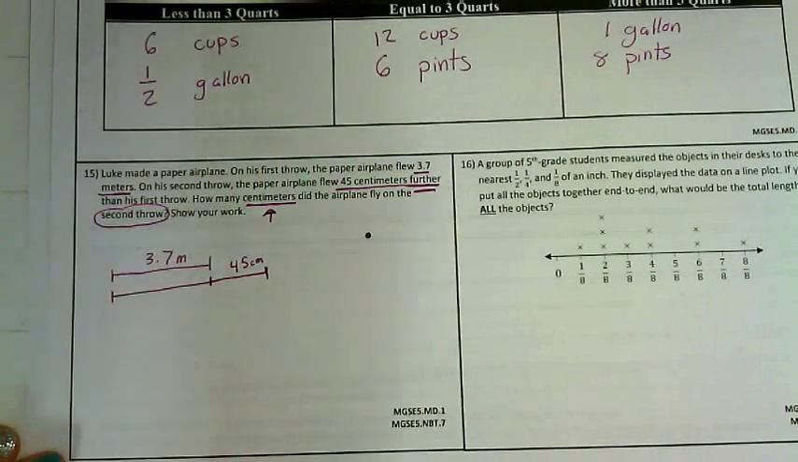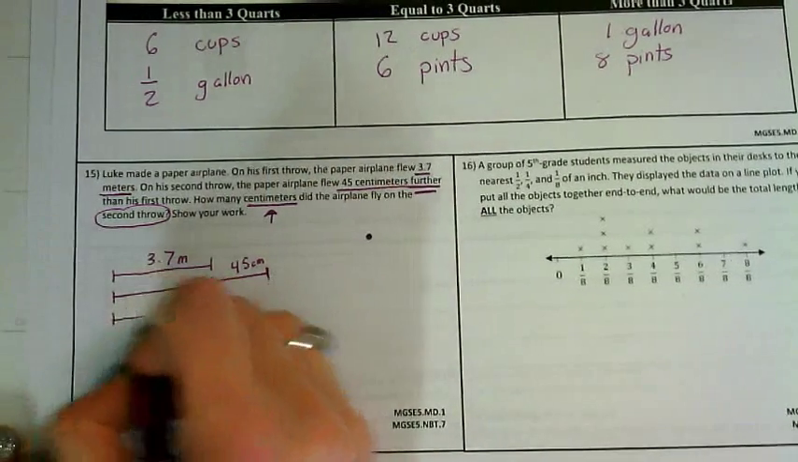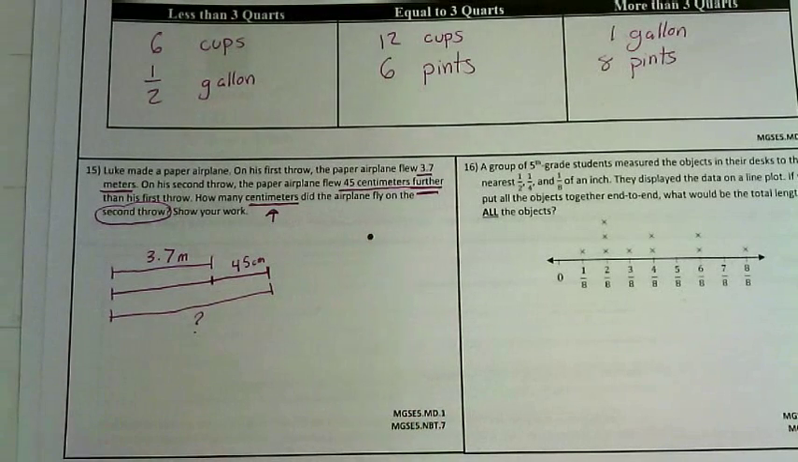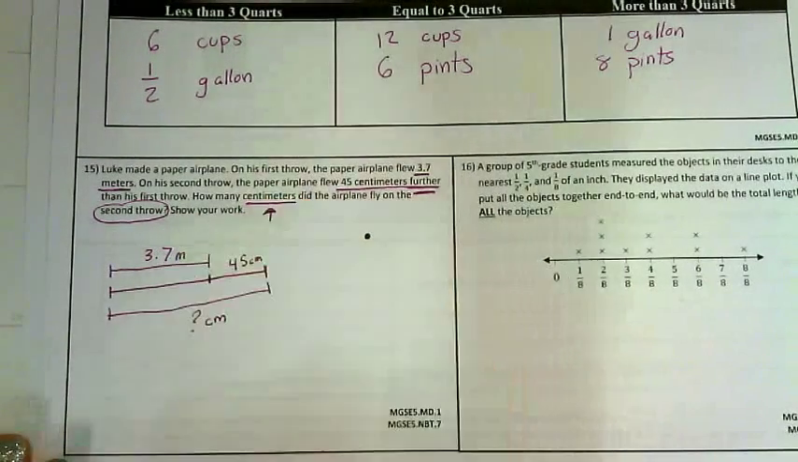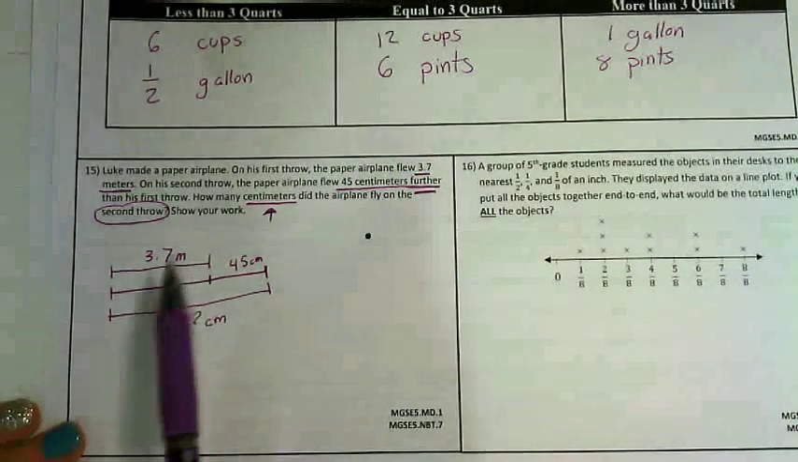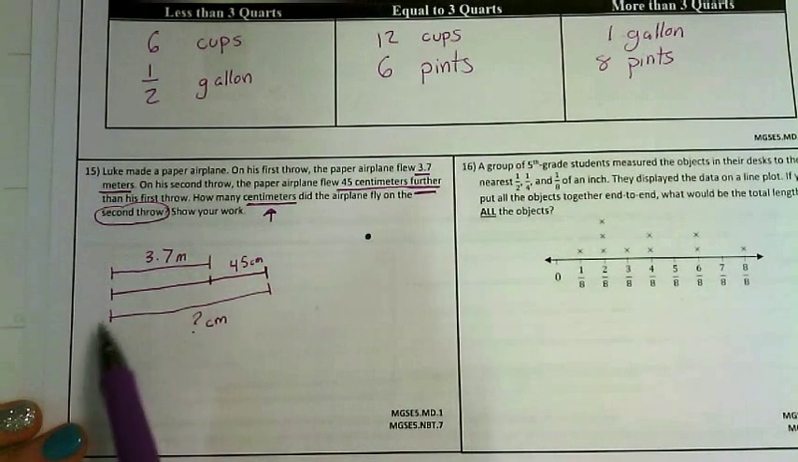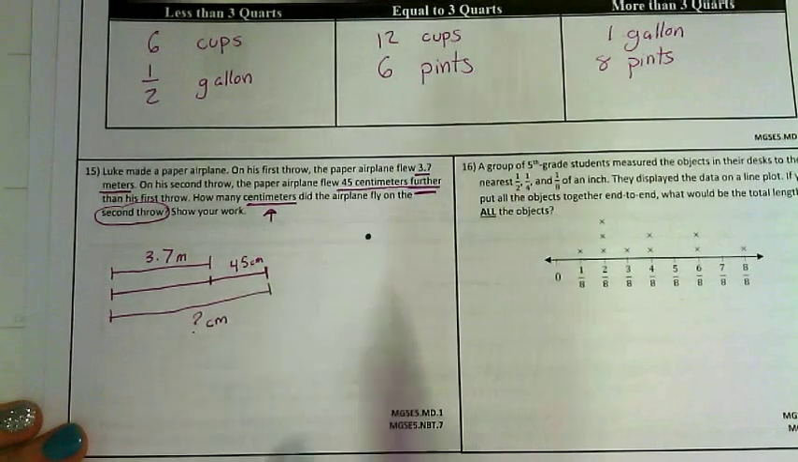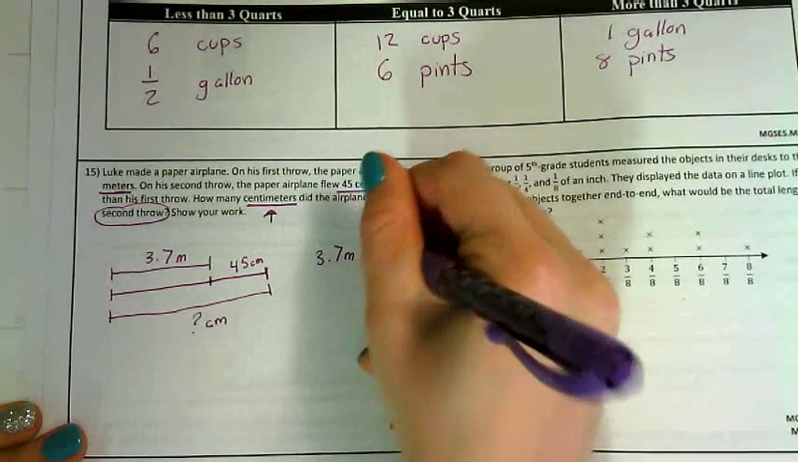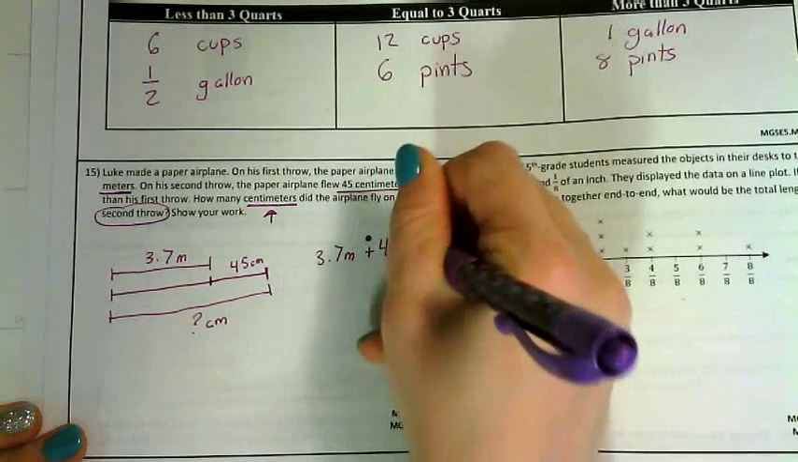So what I'm trying to figure out is this total amount here. What is that total amount? And I need that total amount to be in centimeters. So I know that this is an addition problem because I have a part, and I'm trying to find the whole. So I know that what I need to do is 3.7 meters plus 45 centimeters.